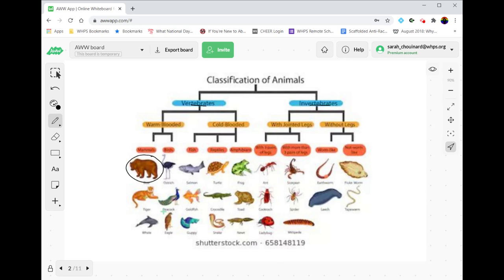So for instance, a bear. A bear is an animal, so it would start up at the top. It has a spinal cord, so it would be considered a vertebrate. It's a warm-blooded animal, so it would be considered warm-blooded, and it has fur, so that makes it a mammal. And so just like we classify a bear by its characteristics, we're going to do that with numbers.